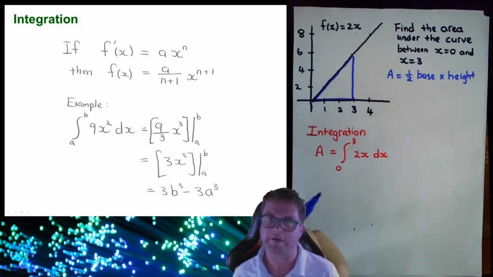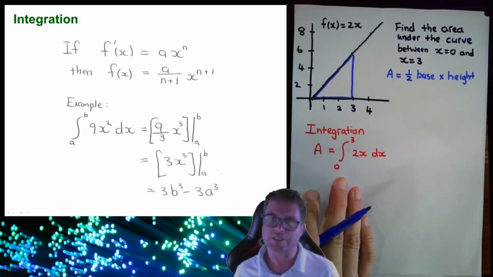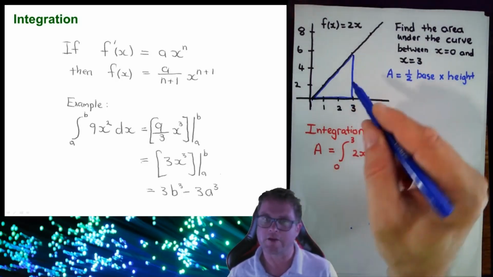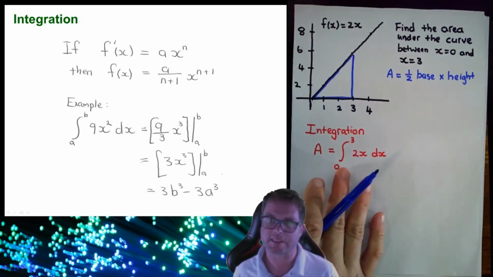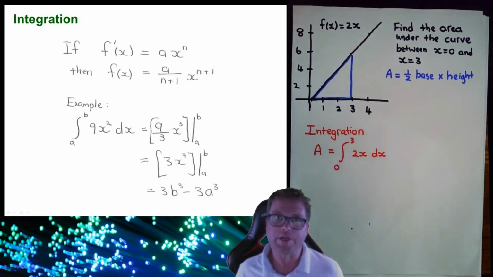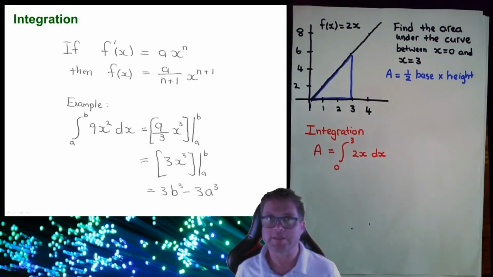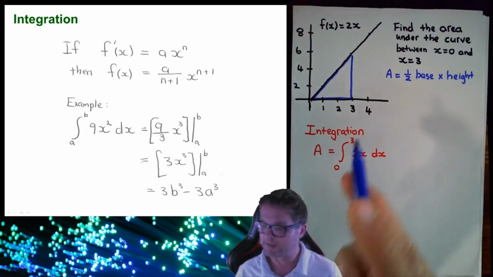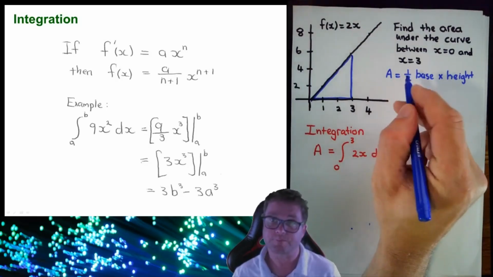This forms a triangle. So the question is, find the area of this triangle, the area under the curve between x equals 0 and x equals 3. And what we're going to do is first use the conventional way to find the area of a triangle, and secondly we're going to use the integration method. Then we're going to compare the two answers, and hopefully we'll see the answers are the same, to show that our integration method works well.